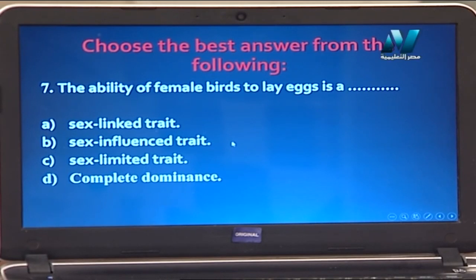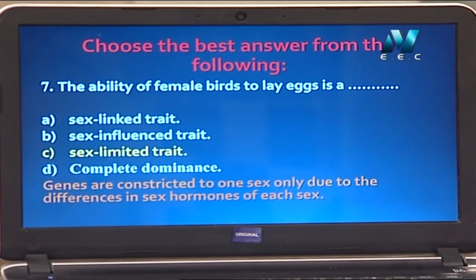Laying eggs of the female birds means this female has the genes for producing eggs and laying eggs, and these genes are limited to the females only, so they appear in the females and not in the males. That means the answer will be sex-limited traits, because genes are restricted to one sex only due to the differences in sex hormones of each sex. So the female hormones and the female genes cause the appearance of this function or this character in the females and not in the males.